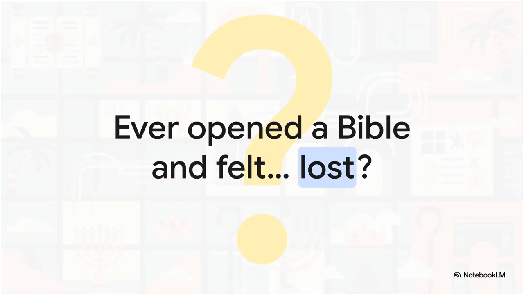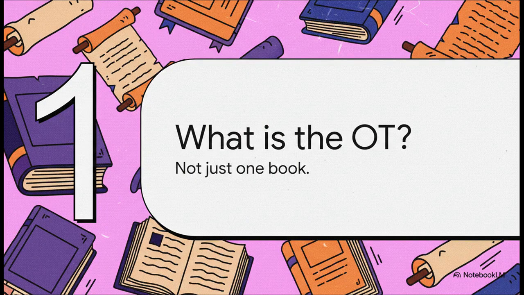You've probably been there, right? You decide you're going to read it, you open it up to page 1, and you're immediately hit with these epic stories. Then suddenly you're wading through dense legal codes, then beautiful poetry, then fiery prophecies. It can feel kind of overwhelming. But here's the secret. Understanding its structure is the key to unlocking the whole thing. Okay, let's dive right in.